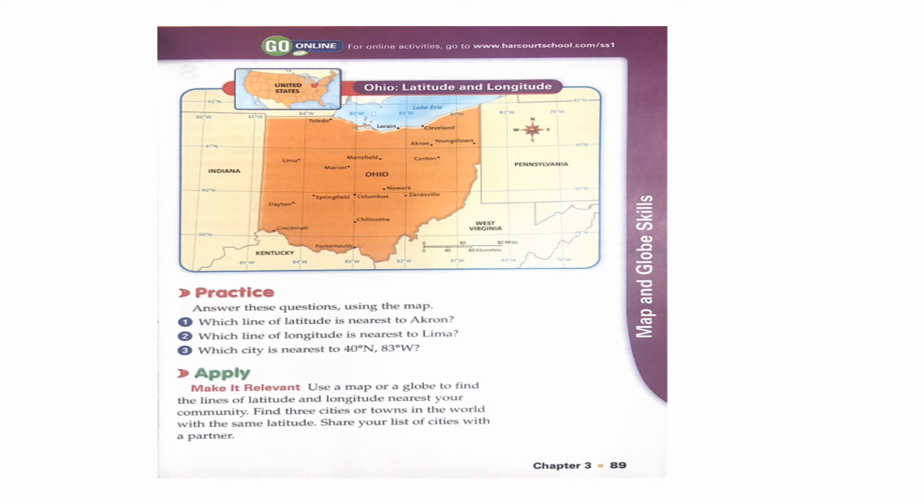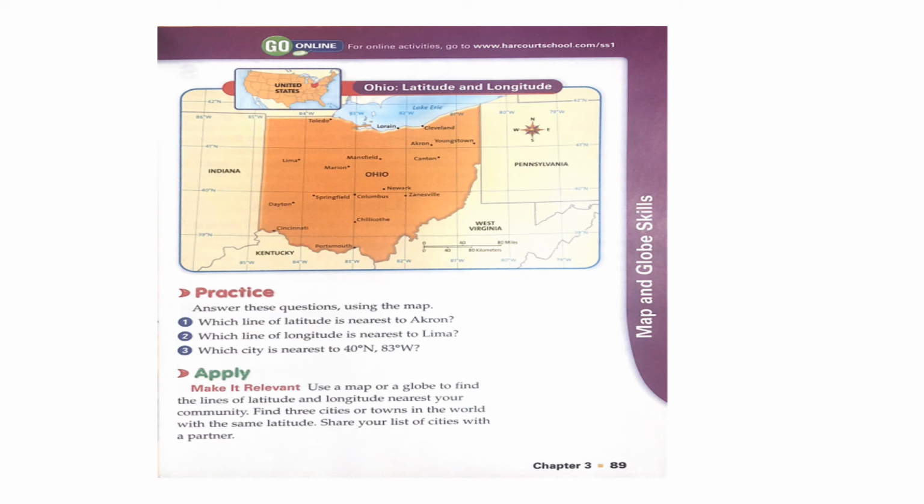Perfect. Which line of longitude is nearest to Lima? So first step first, where is Lima? I'm going to look at my map and I'm going to scan for Lima, and I can see that Lima is right here, right? And then I need to look for the longitude. So that's 84 degrees W, right? Degree W, not N. Right there. You can see Lima is right there, and that's your answer.